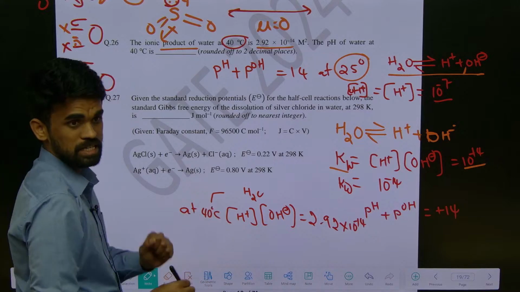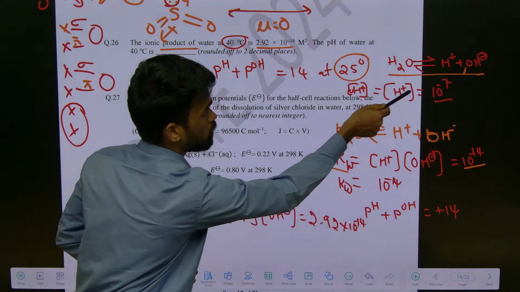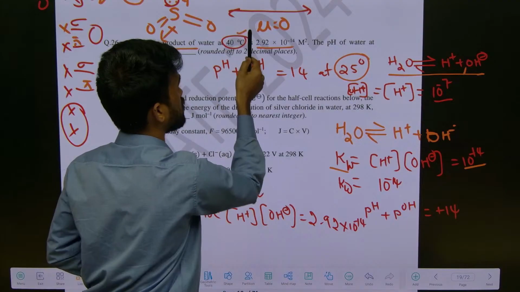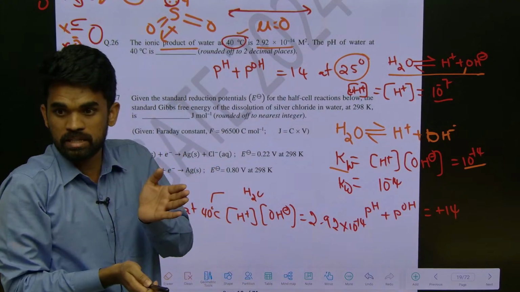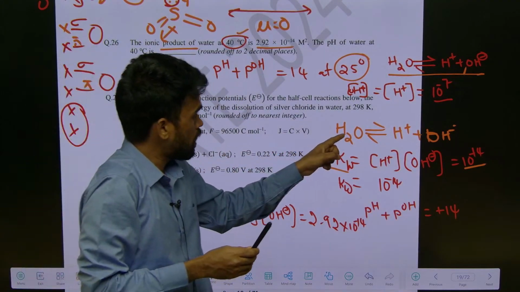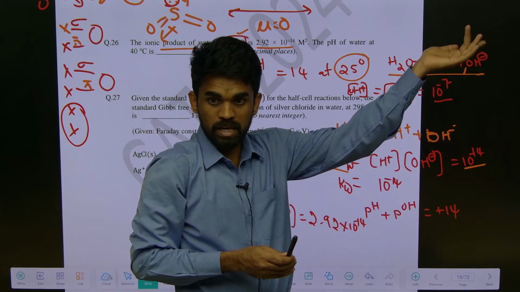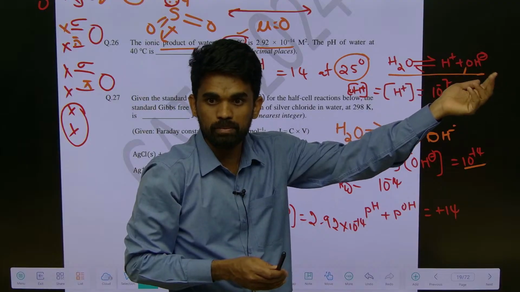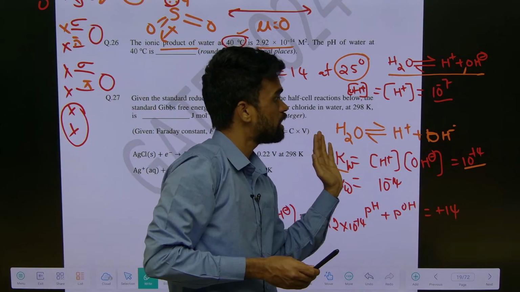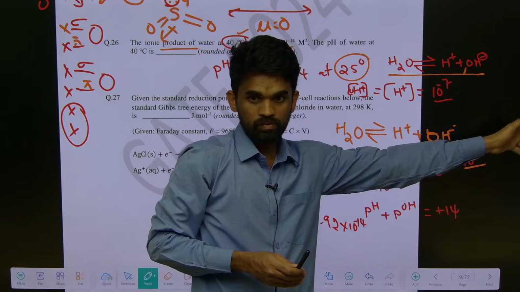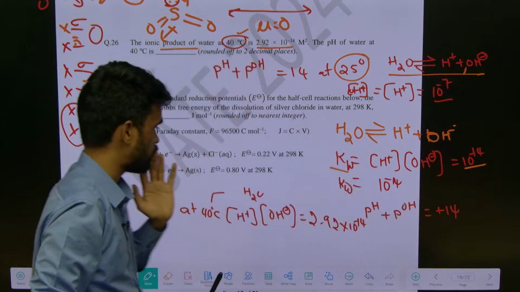It means temperature is increasing now. So as temperature increased from 25 to 40, dissociation is also increasing. It means this water is getting dissociated as we increase the temperature. So can I say it is an endothermic process? Endothermic, it means high temperature favors the forward reaction. Did you get this concept also? Extra point to be added.